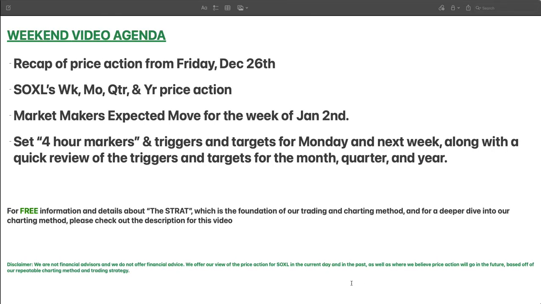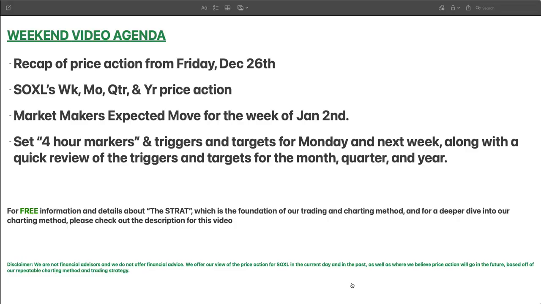We will recap the price action from Friday, December 26th. Then we will zoom out like we always do to look at the week, month, quarter, and year charts. Then we'll take a look at the market maker's expected move for the week of January 2nd. Then we'll zoom in and set our 4-hour markers and the triggers and targets for Monday as well as the week. And then we'll do a quick review of the triggers and targets for the month, quarter, and year as well.